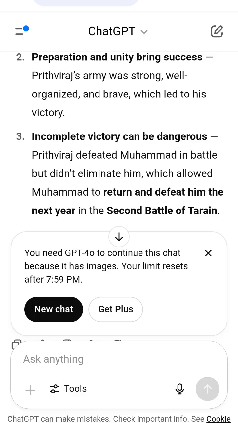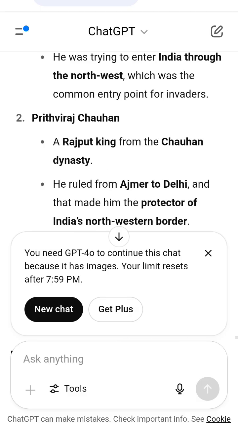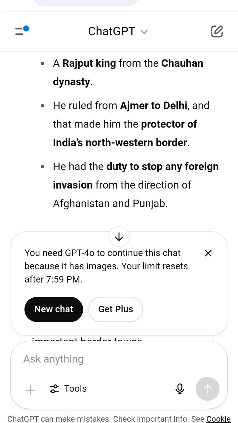Unity and bravery can stop powerful enemies. The Rajputs, when prepared, could defeat even strong invaders like Muhammad of Ghur. Would you like me to now create a comic strip version of this story with simple scenes showing the events? I can do that for you next.